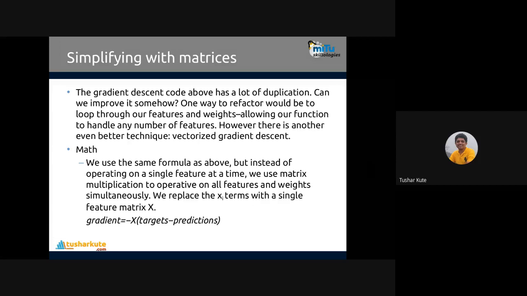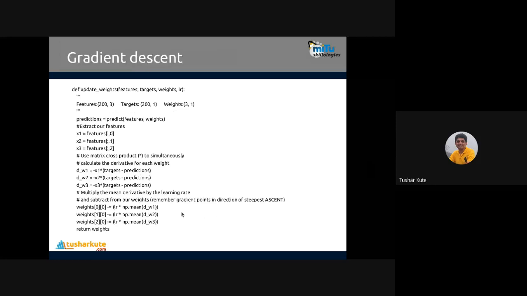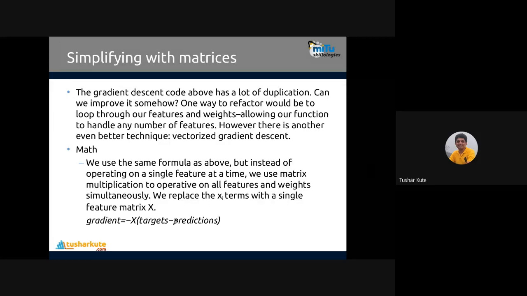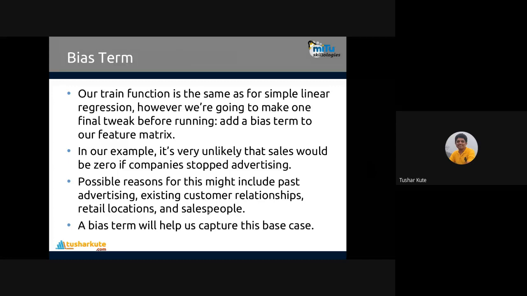So we replace the xi terms with a single feature matrix X. Gradient is equal to minus X (target minus prediction). That's what we have seen here: target minus predictions. This is what we apply. Gradient is created, and then let's use the bias term, which is not considered over there. So our train function is the same as the simple linear regression. However, we are going to make one final tweak before running: add a bias term to our feature matrix.